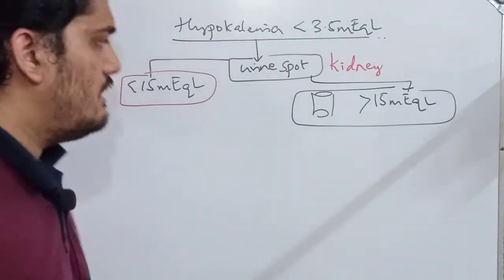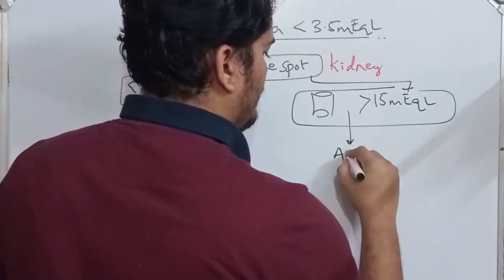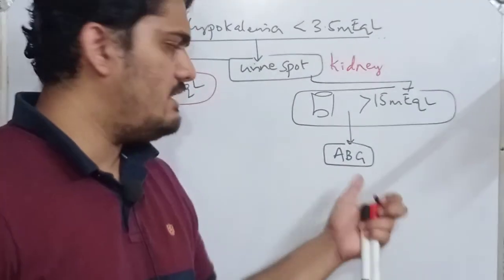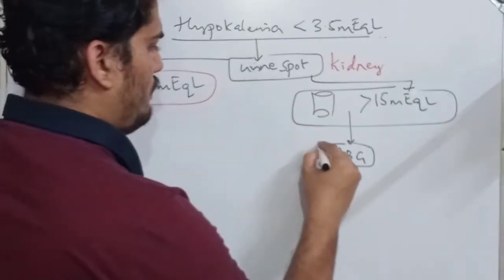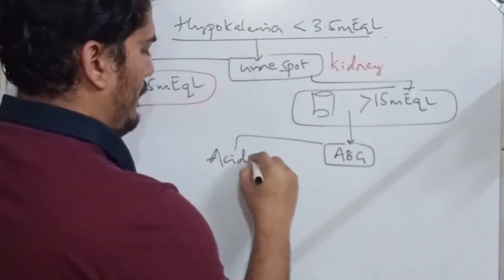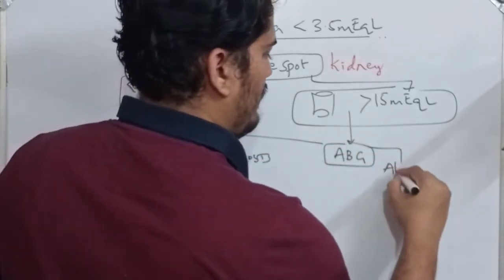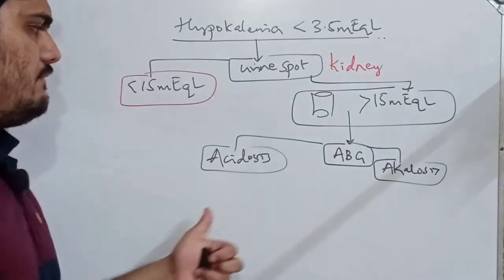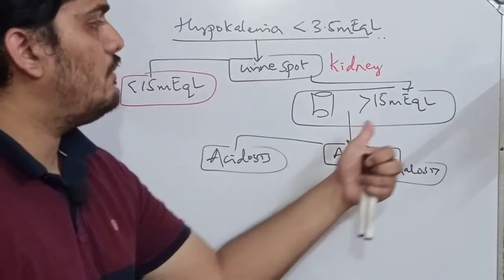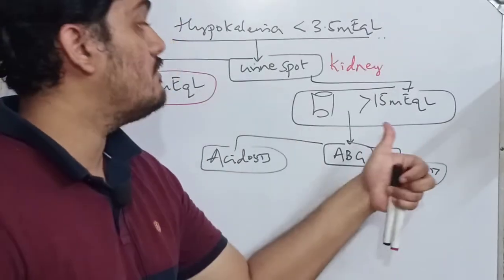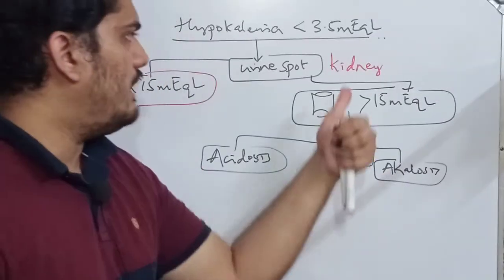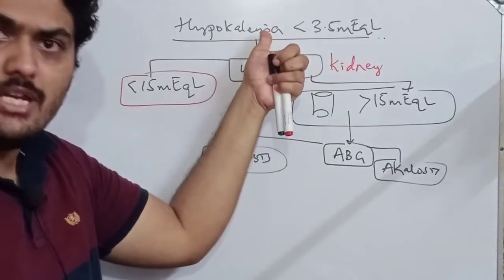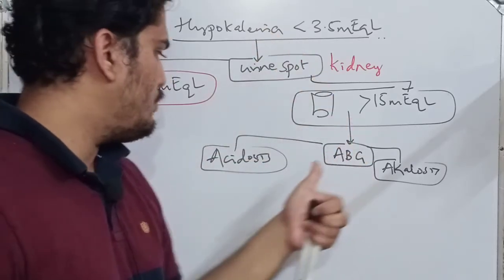The next step here is understanding ABG, that is arterial blood gas analysis. Why is it done? ABG is done to understand whether the patient is in a state of acidosis or in a state of alkalosis. So what if the patient has acidosis with urinary spot potassium more than 15? We understood that the pathology lies in the kidney, and the patient has hypokalemia. So here the pattern becomes hypokalemia with ABG analysis showing acidosis.